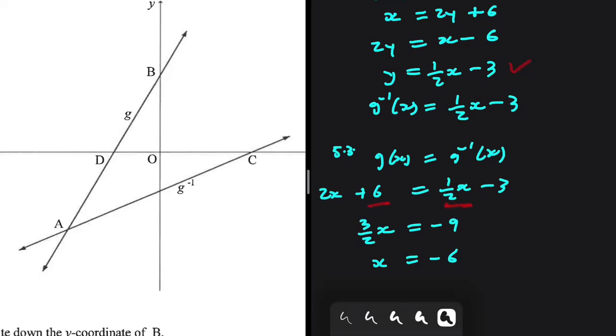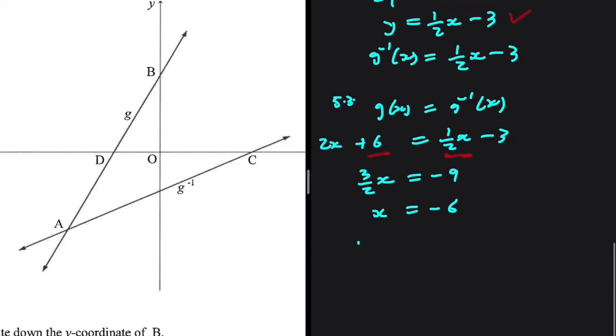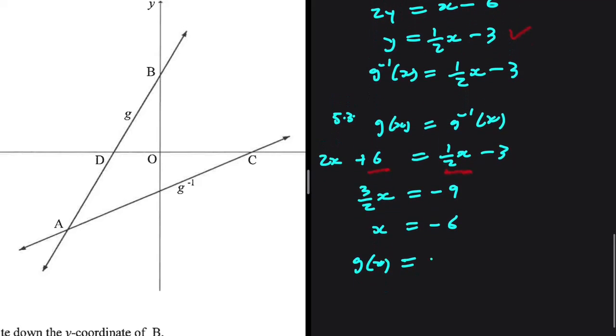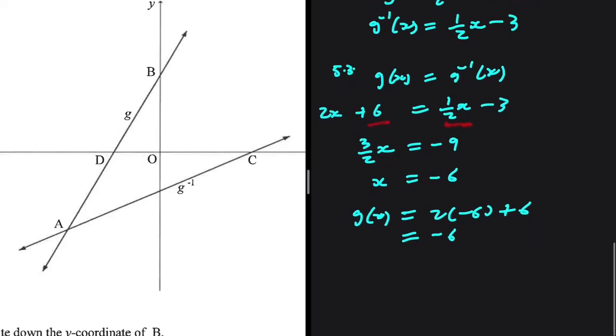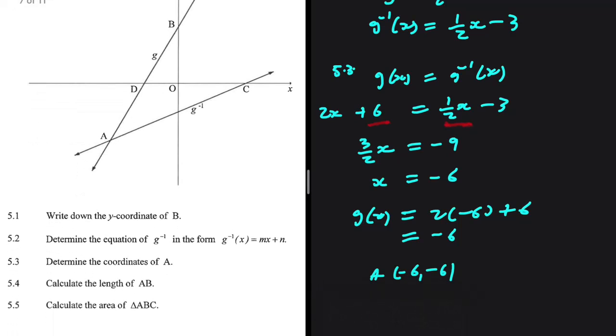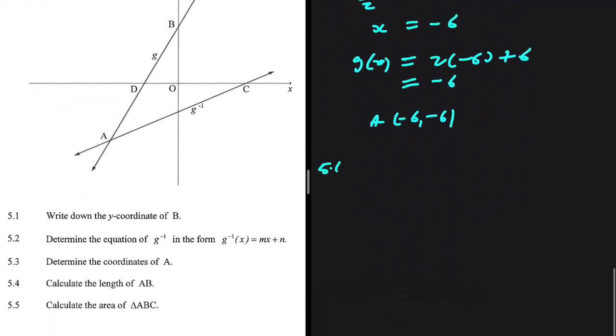Now I just have to substitute x equals minus 6 into g of x, or g inverse. If I substitute it into g of x, I'm going to get 2 multiplied by minus 6 plus 6. So 2 multiplied by minus 6 is minus 12. Minus 12 plus 6 is minus 6. So the coordinates of A are minus 6 and minus 6. That is 5.3. Quite easy to compute. Let's take a look at 5.4.